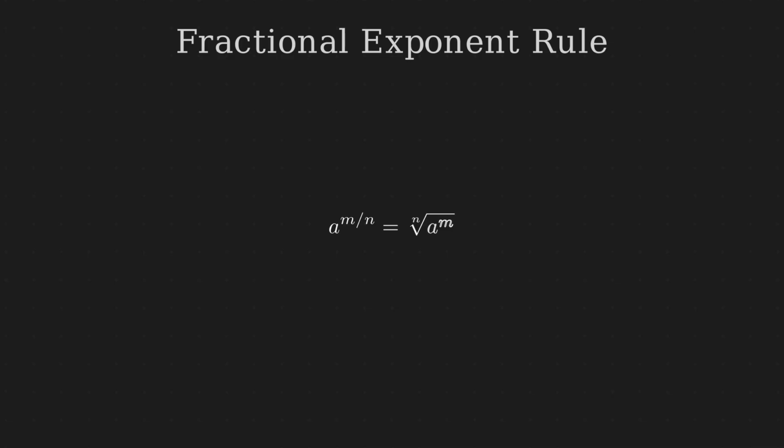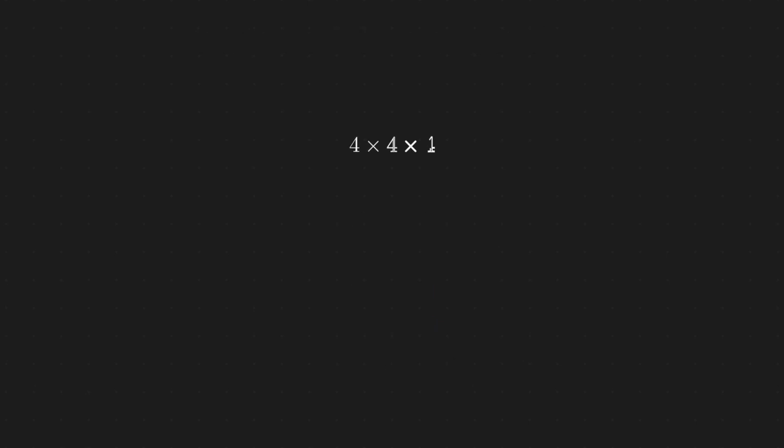The eighth law is the fractional exponent rule, written as a to the power of m over n equals the nth root of a to the power of m. This rule connects exponents to roots. For example, 4 to the power of 1/2 is the same as the square root of 4, which equals 2.